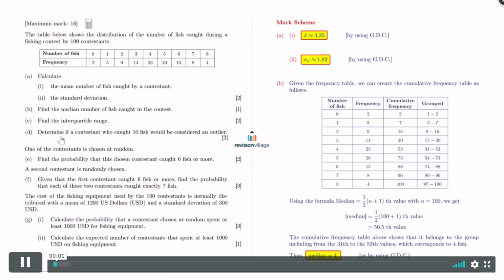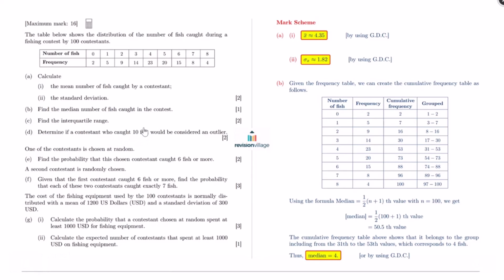Part D, determine if a contestant who caught 10 fish, so he had a good day out, he caught many fish, he would be over here. So I'd have one more contestant here that caught 10 fish. He's clearly the winner in this fishing contest, assuming that the winner is determined by most number of fish, not say biggest fish. But let's continue on.